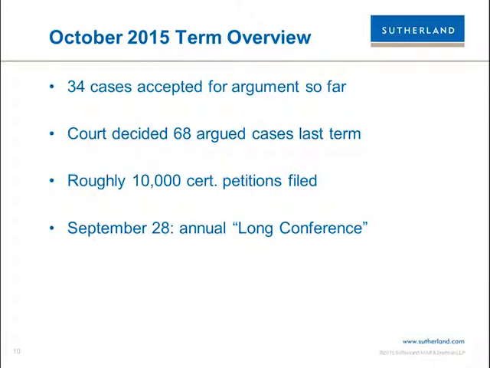The pattern in recent years has been around 70. So roughly 10,000 cert petitions are filed annually, and the big log jam is at the upcoming Long Conference, which is next Monday, where a couple of thousand cert petitions at least will be resolved. You often hope strategically that your petition is not among them, because your odds, according to the conventional wisdom, are lower when you are stuck in that log jam rather than coming up later in the year.